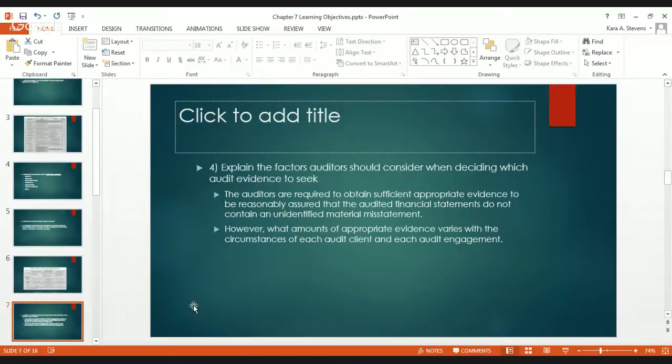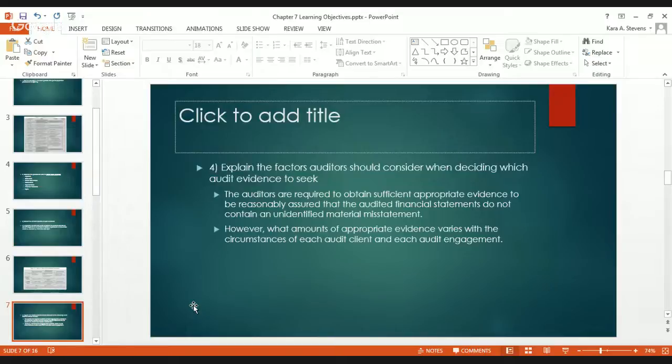So the number 4 objective for this chapter: explain the factors auditors should seek when deciding which evidence to actually seek. And again, the main point with audit evidence is to obtain sufficient appropriate evidence to be reasonably assured that the audited financial statements do not contain unidentified material misstatements. But this next point, that the amount of appropriate evidence really varies with circumstances.